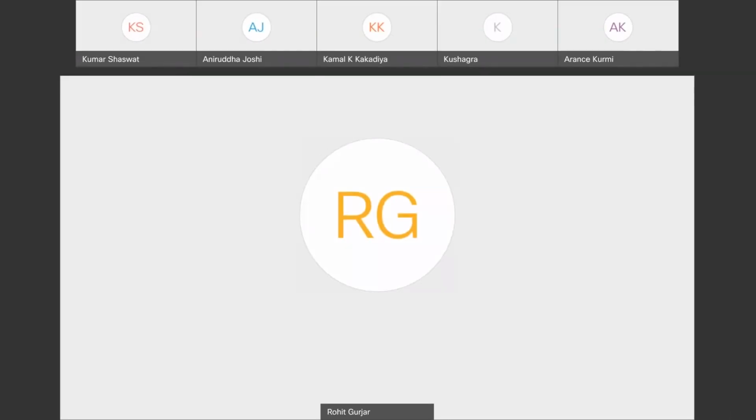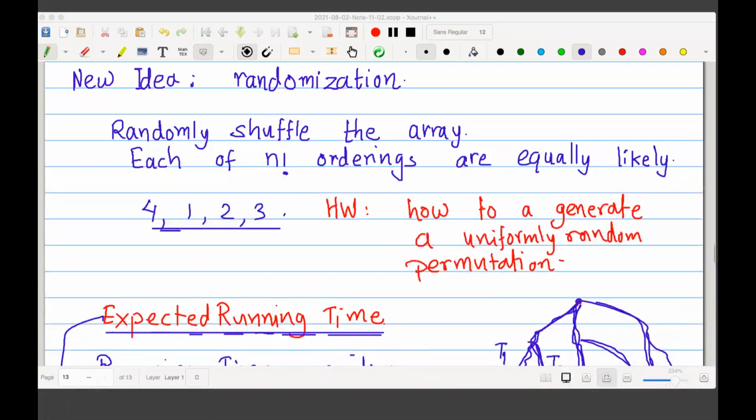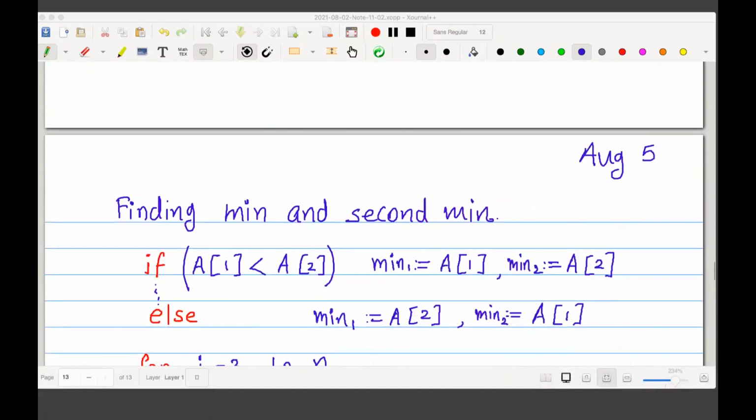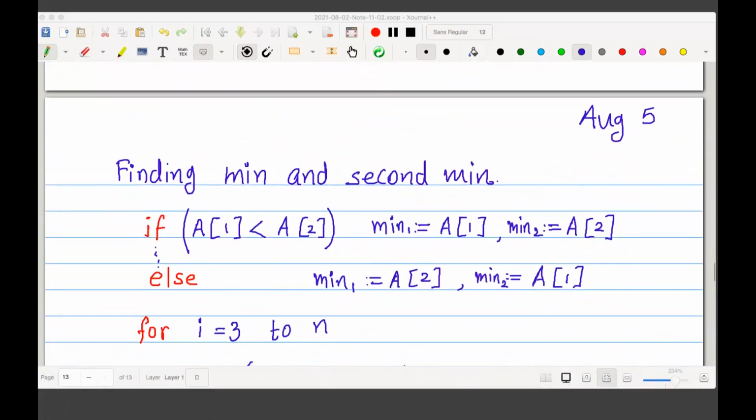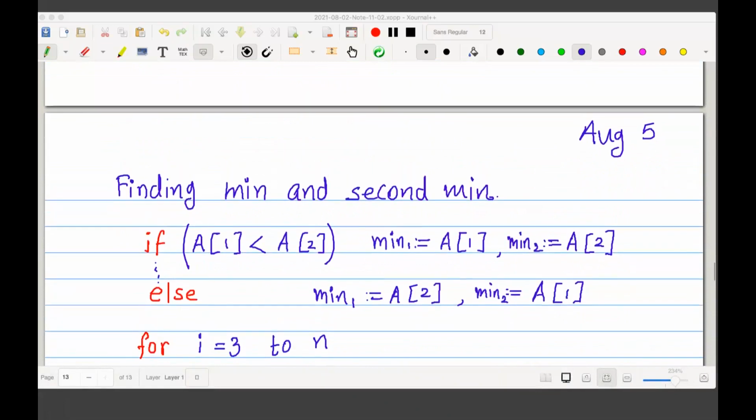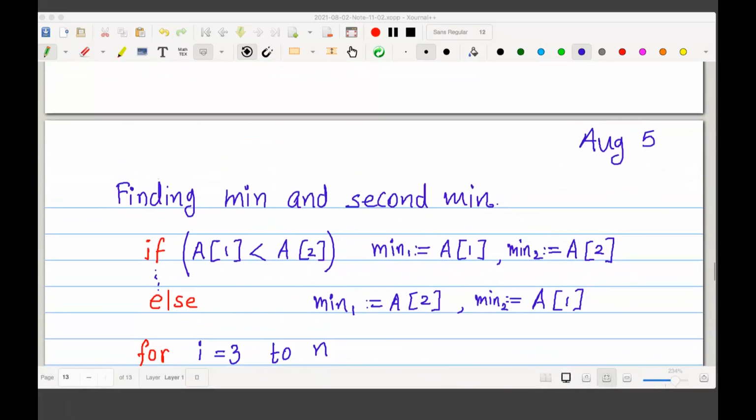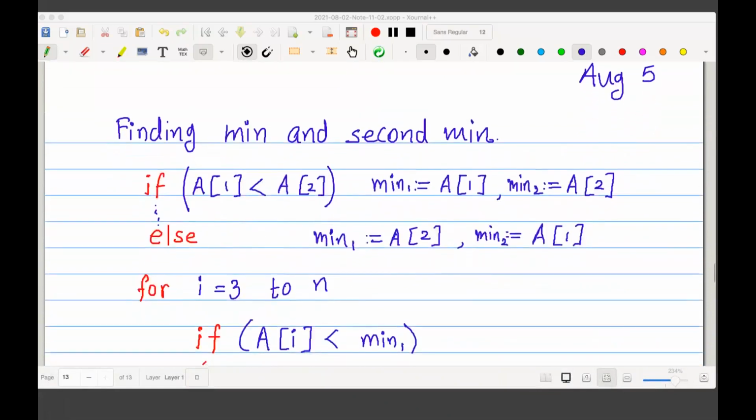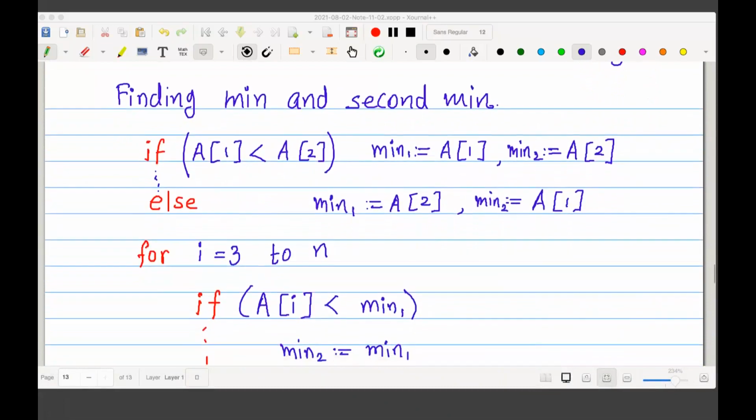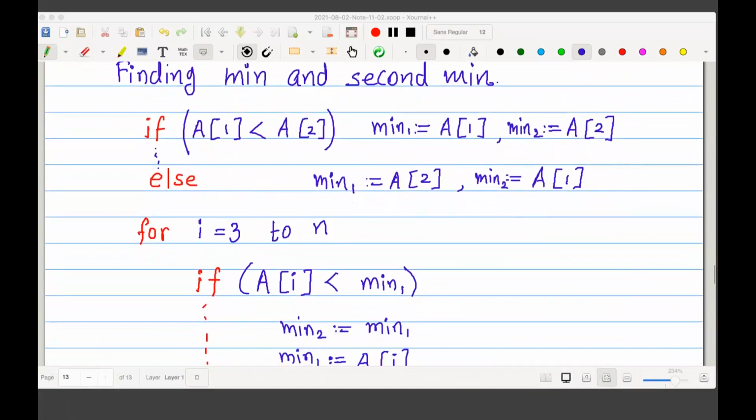Okay. So let's continue our discussion about this problem of finding minimum and second minimum in an array. So we had seen one algorithm. This was the first algorithm we saw.